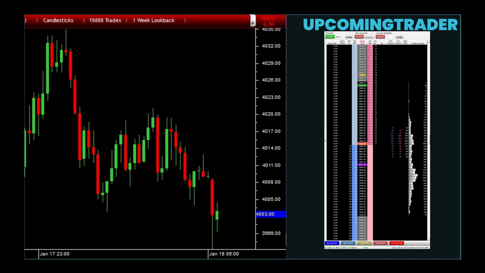Now, let us explore flags and pennants, which are continuation patterns that often appear after a sharp price movement. In a bullish flag, the price rises steeply, then moves sideways or slightly downward in a rectangular pattern. A breakout from the flag with increased volume indicates that the buyers are still in control and that the uptrend is likely to continue.